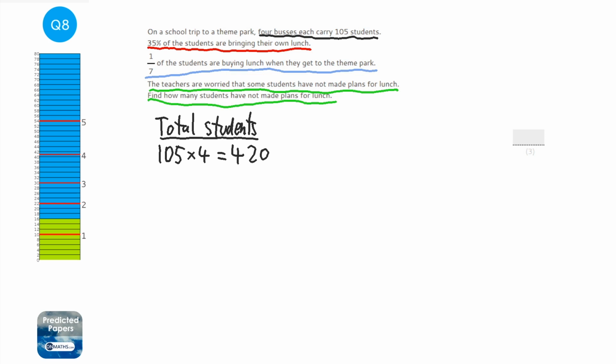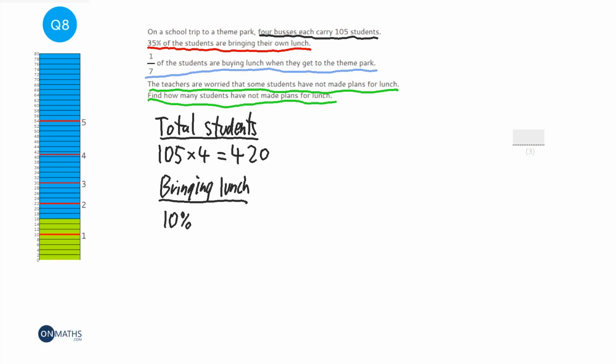So next we need to work out how many are bringing their own lunch. Okay, so to do this, we're going to work out 10% first, which is going to be 42. Because if 100% is 420, that's how many students we have. 10% is, you just divide it by 10.